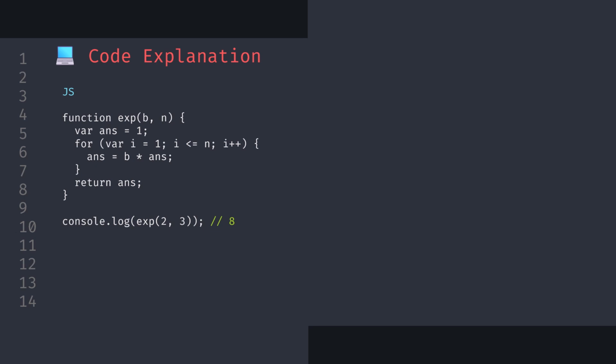The function starts with a result as 1 and multiplies by b n times. Each iteration compounds the previous result with the base. This mimics exponentiation through repeated multiplication. The final value is returned as the result of b to the power of n.